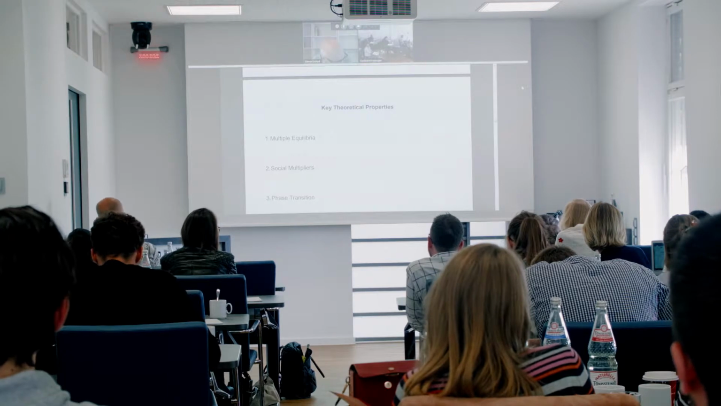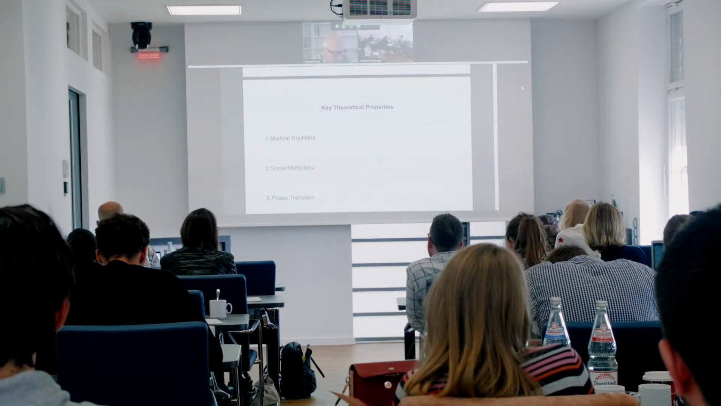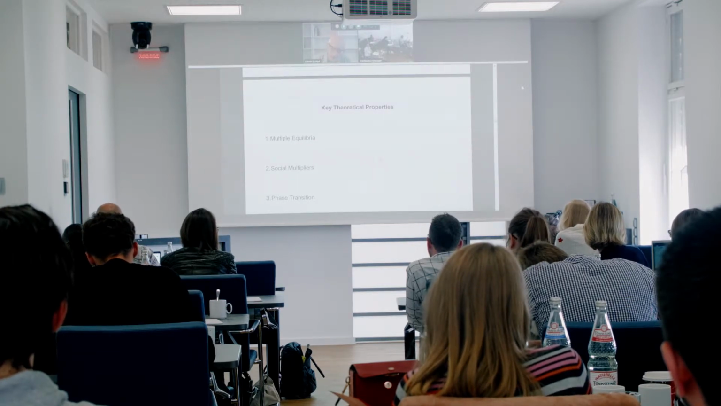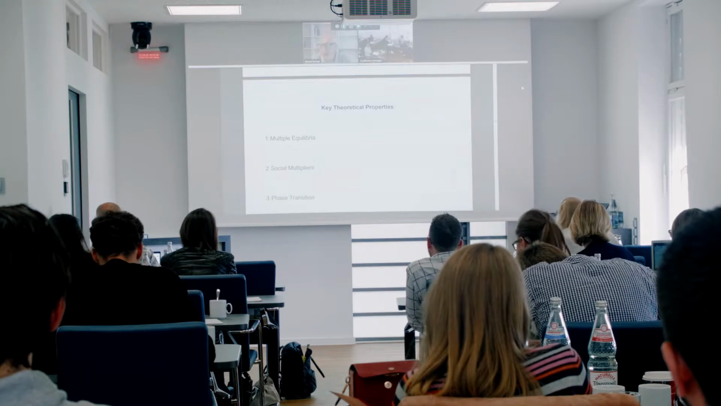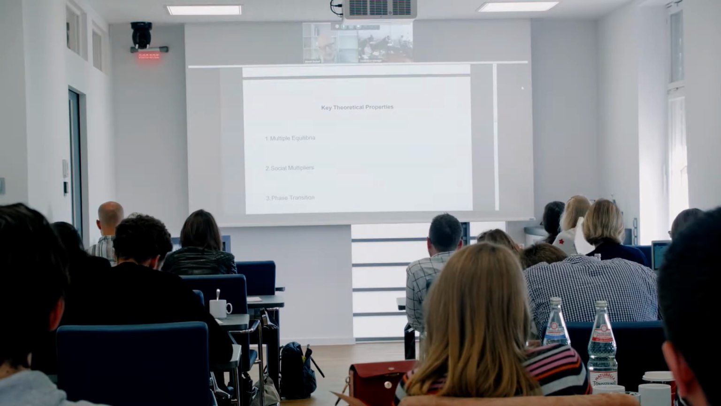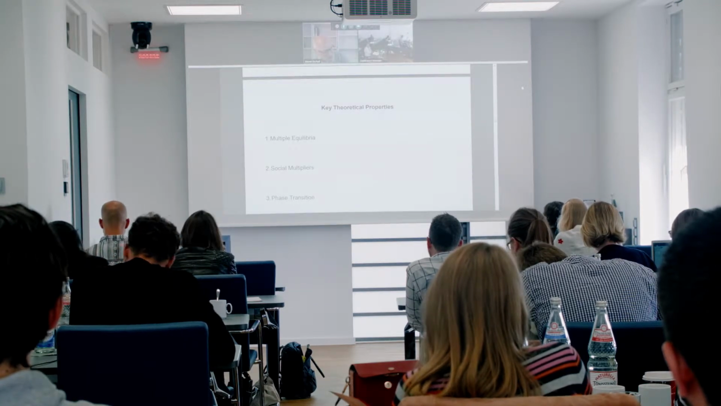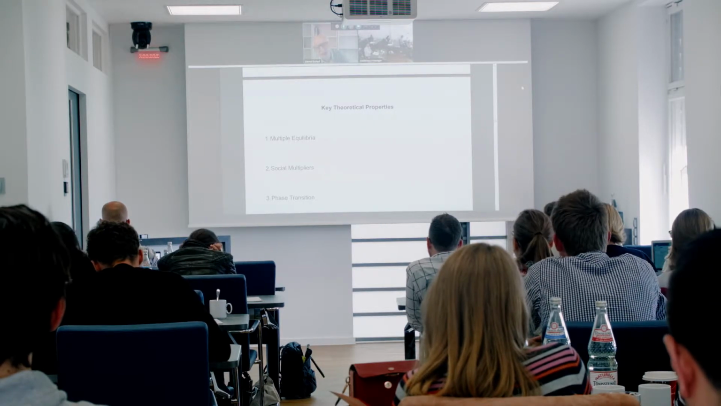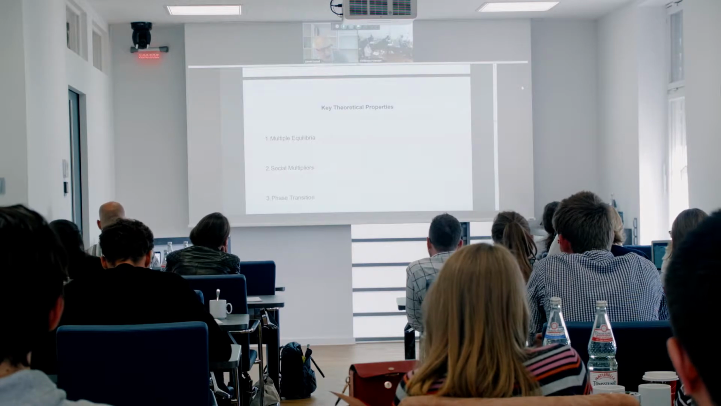So the first property is multiple equilibria. The second property is what I call social multipliers. The third property is something called phase transition. What that means is that the models will exhibit special properties around certain parameters. They'll exhibit thresholds. Let me translate that into something interpretable.